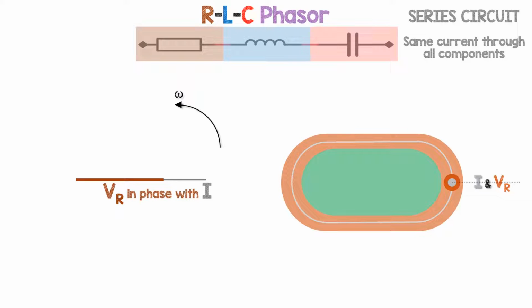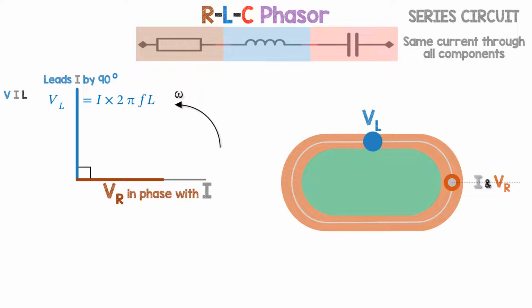Here's a series RLC circuit, which is very common. Current is a reference vector in a series circuit, and the phasor is similar to the LC phasor, but we now add the resistor voltage vector. Resistor current and voltage are in phase in any circuit. VL leads the current and VC lags the current.